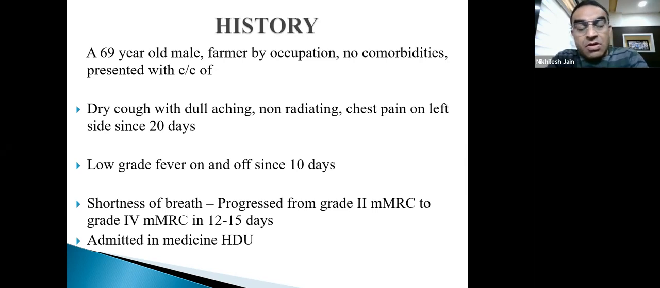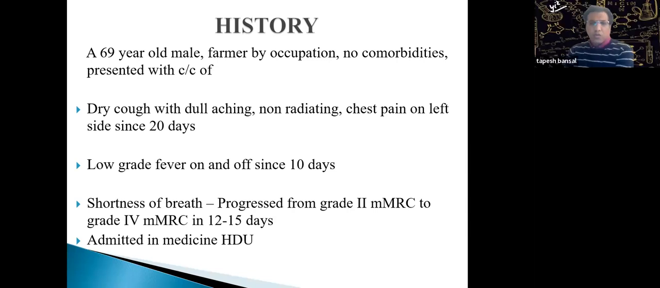Now, a lot of other things can come into picture. You can have cardiac causes, you can have esophageal ruptures and everything coming in, and shortness of breath which has become progressive, from grade 2 to grade 4. So probably one thing, I would like to rule out a cardiac cause straight away and then probably take it any further. Yes. So the chest pain on the left side is actually pointed towards cardiac etiology.